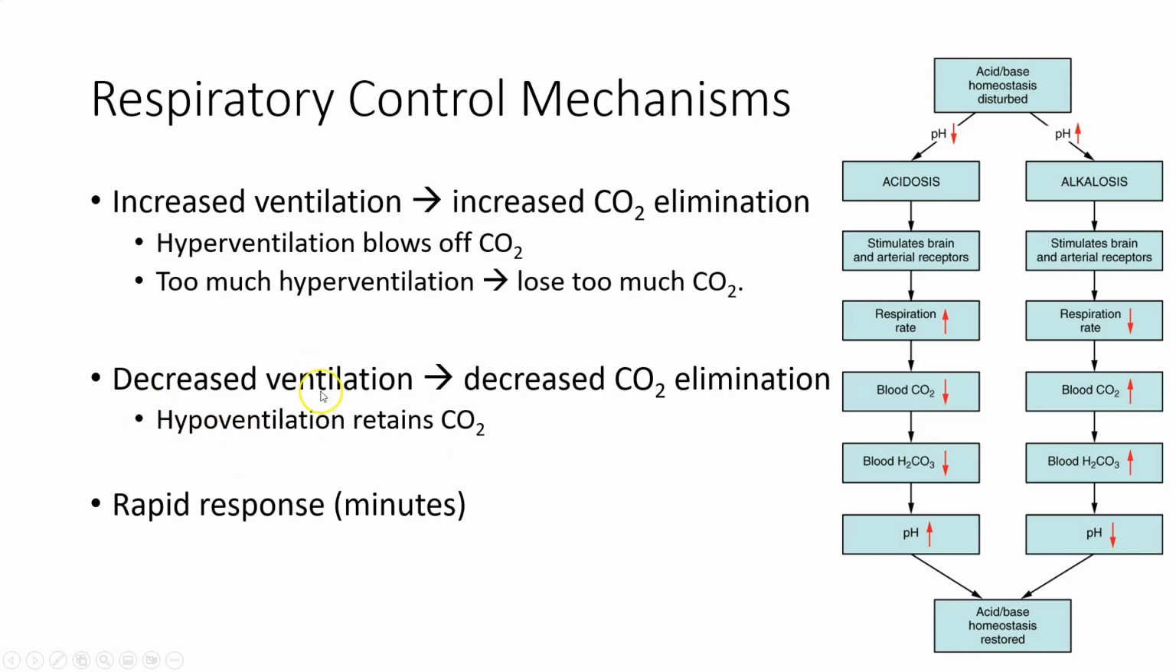With decreased ventilation, the opposite occurs. You're going to decrease that carbon dioxide elimination. You're going to hold on to carbon dioxide. So in the case of alkalosis, those same chemoreceptors will then signal a decrease in respiratory rate. This is going to hold on to more carbon dioxide and decrease that pH because you're adding more acid to the blood, and start to bring that pH back to that normal range.